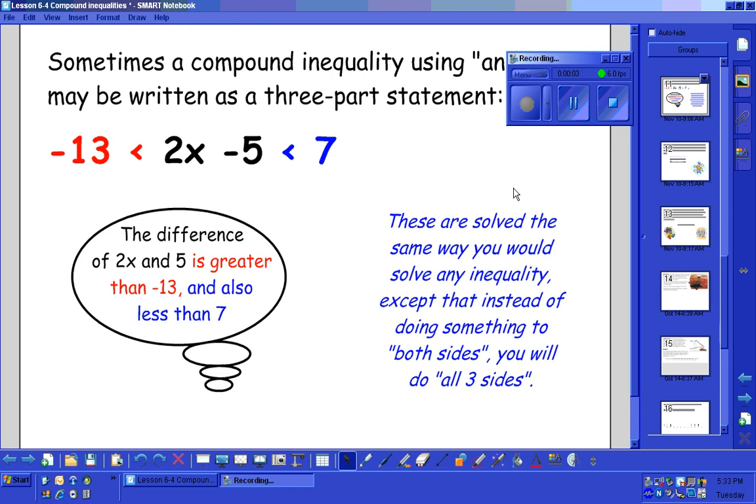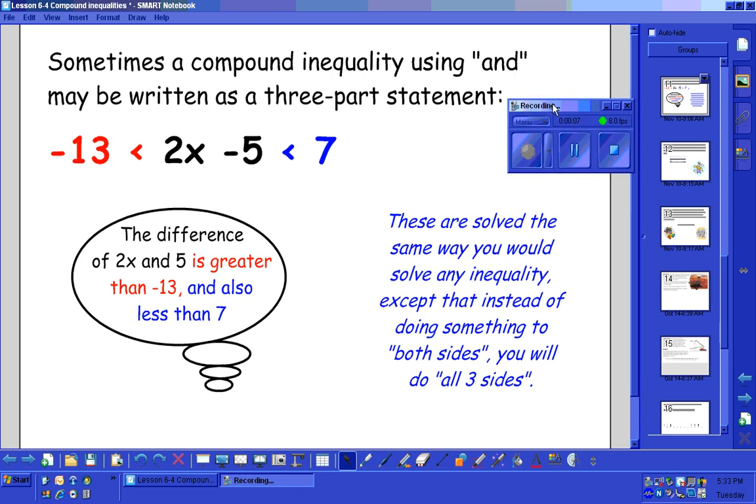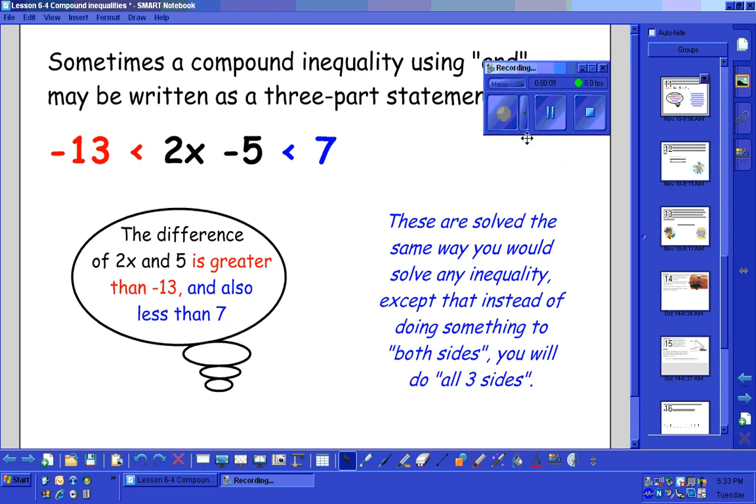Let's try solving a few compound inequalities. Sometimes a compound inequality using an AND statement could be written as a three-part statement. Negative 13 is less than 2x minus 5 is less than 7.